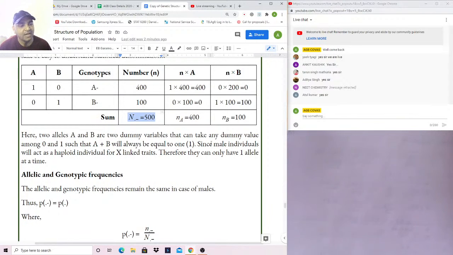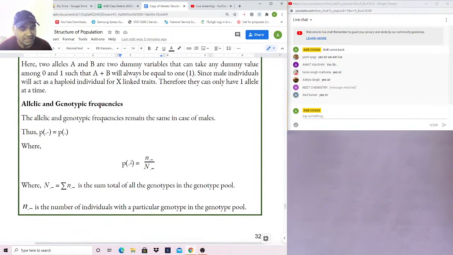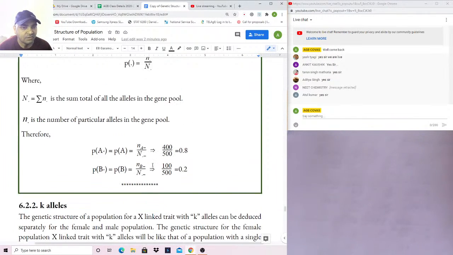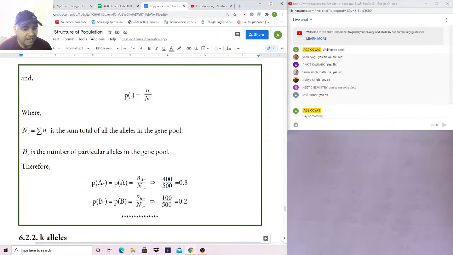Since male individuals will act as a haploid individual for X-linked traits, they can only have one allele at a time. So these are some of the generalizations, because the other part of the genotype is not having anything, so it will be dot and dash. So it will be equal to n dot dash divided by n dot dash. So you can have these values. Similarly, for allelic frequencies and genotypic frequencies, in the case of males they will be the same.